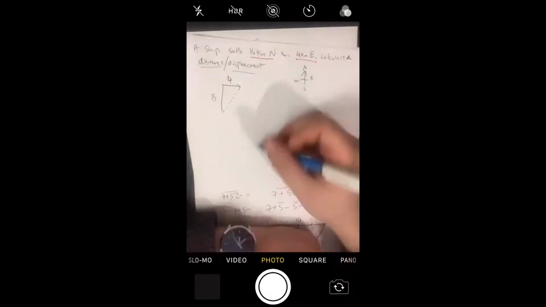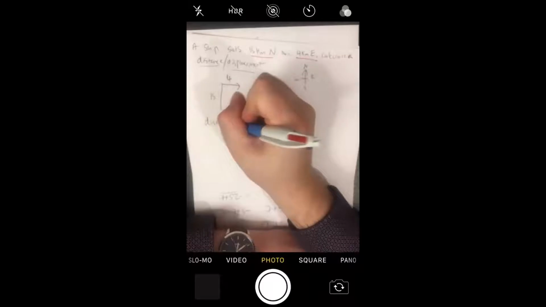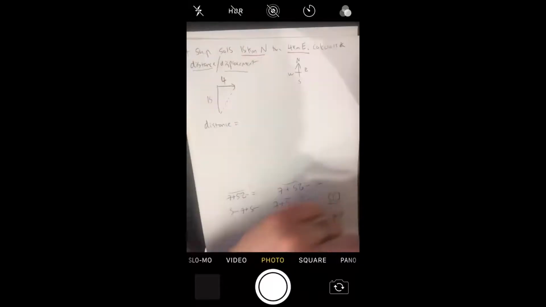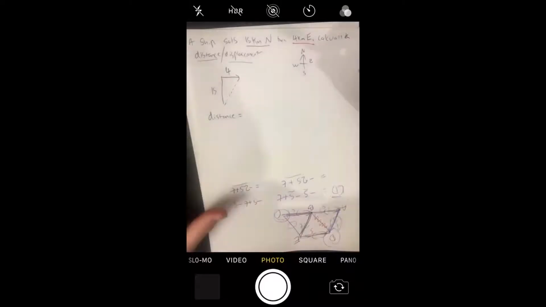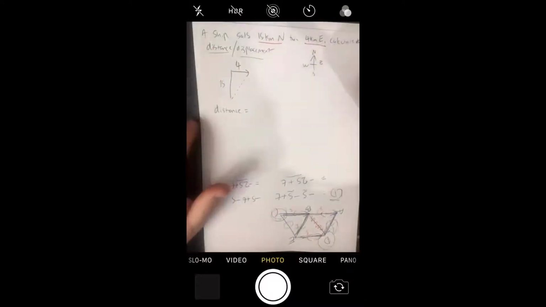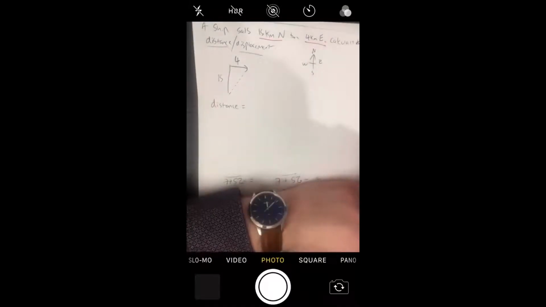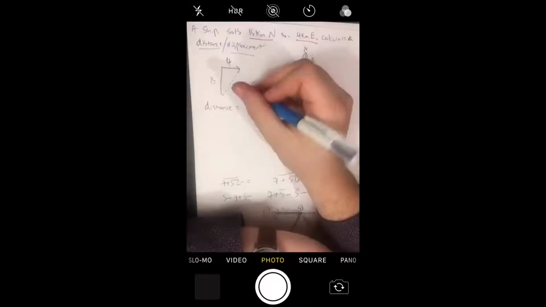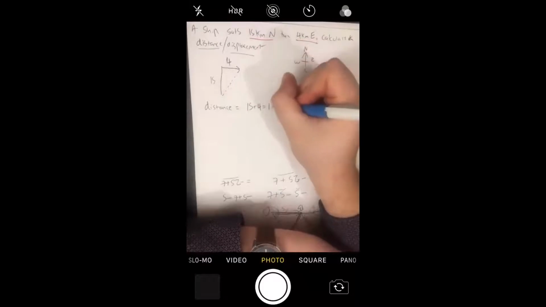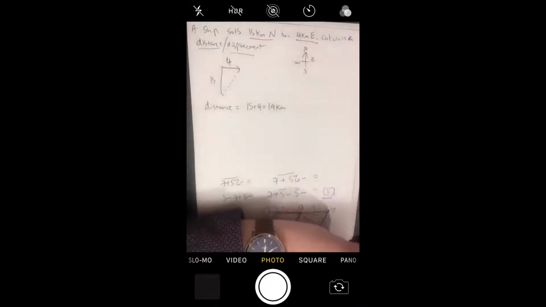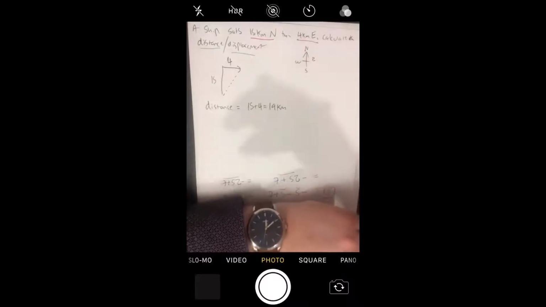Now the distance is nice and easy to do. Someone tell me, what is the distance traveled? How do I calculate it and what is the answer? Or you can say it out loud if you can't be bothered writing in chat. What is the distance? 15 plus 4 kilometers. Perfect. 15 plus 4, thank you, Dylan, is 19 kilometers. That is the distance traveled. Don't need to give a direction because it's distance.